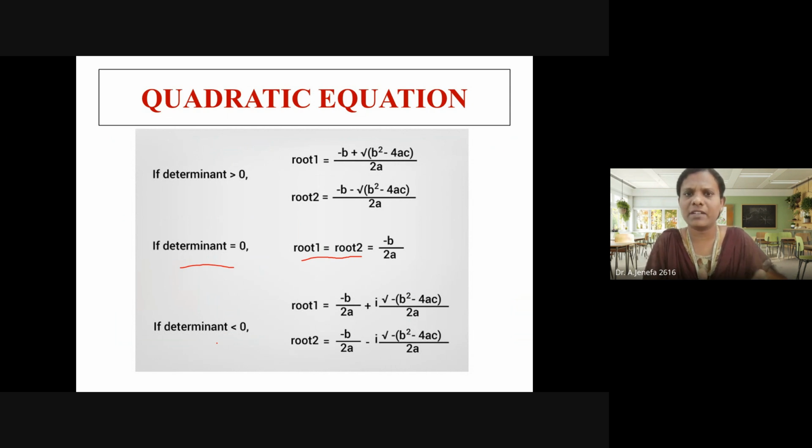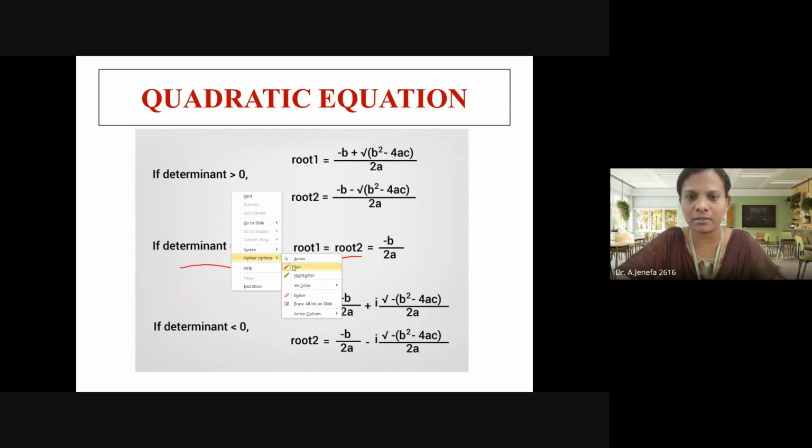If the determinant value is greater than 0, we need to calculate two roots, root 1 and root 2. If the determinant value is equal to 0, both roots are equal. If the determinant is less than 0, we calculate the real part and imaginary part separately for root 1 and root 2. So let's see the formula for the first case, where the determinant value is greater than 0.